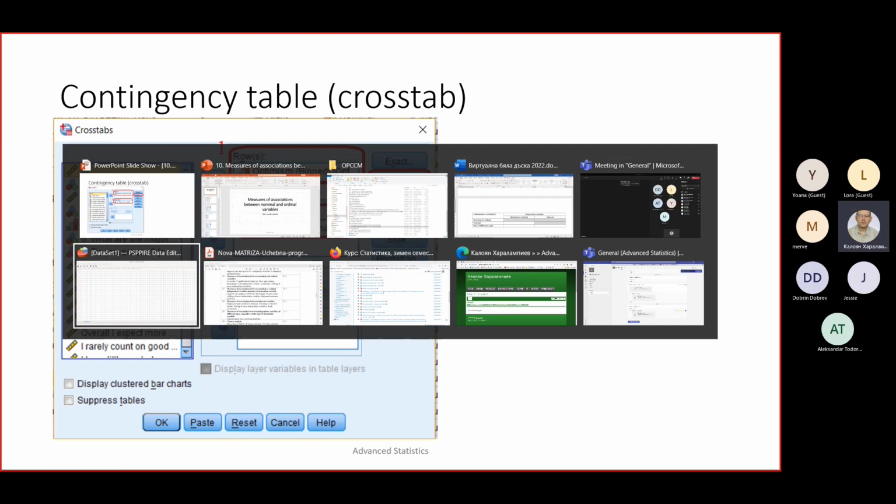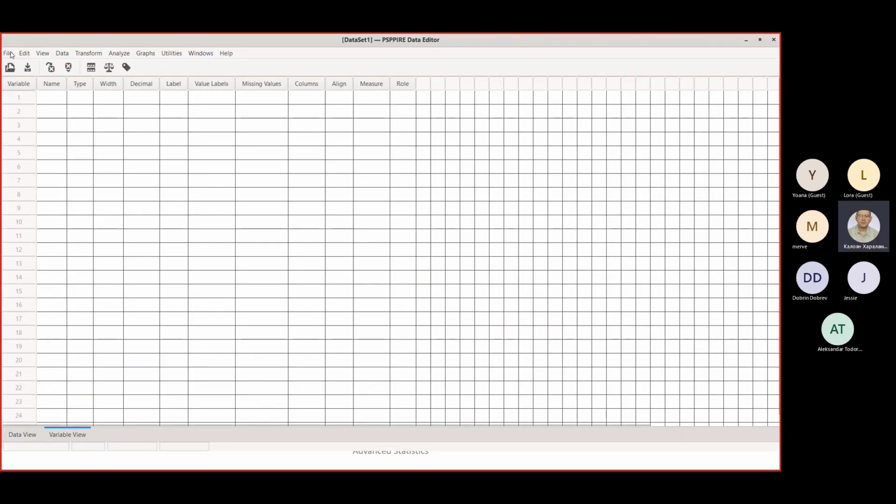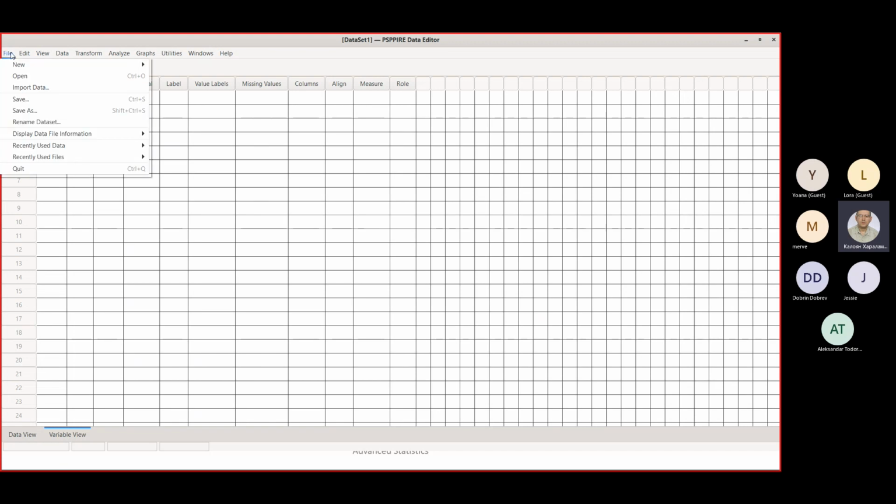So in PSPP, I must open the file. In SPSS and in PSPP, there is an option here in File, Recently Used Data, and from here you could open quickly the last files, usually the last 10 files, but for now there are only 2 files, and I will open this survey, our basic data file from yesterday.